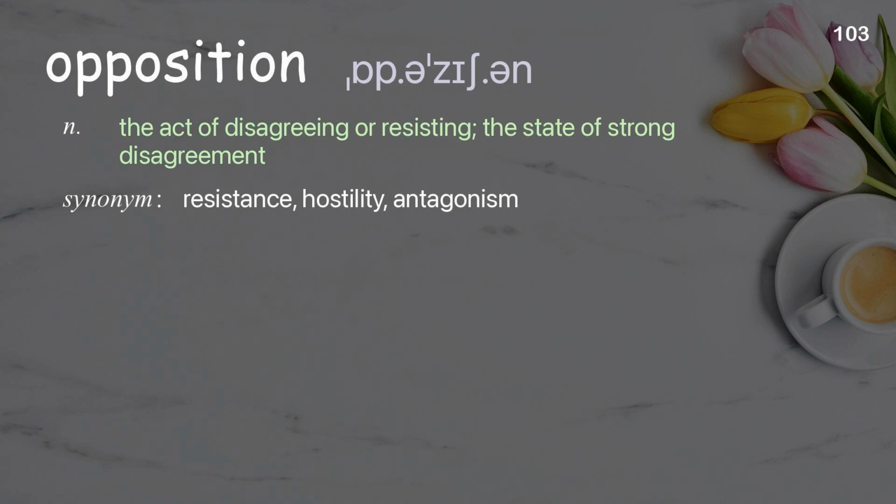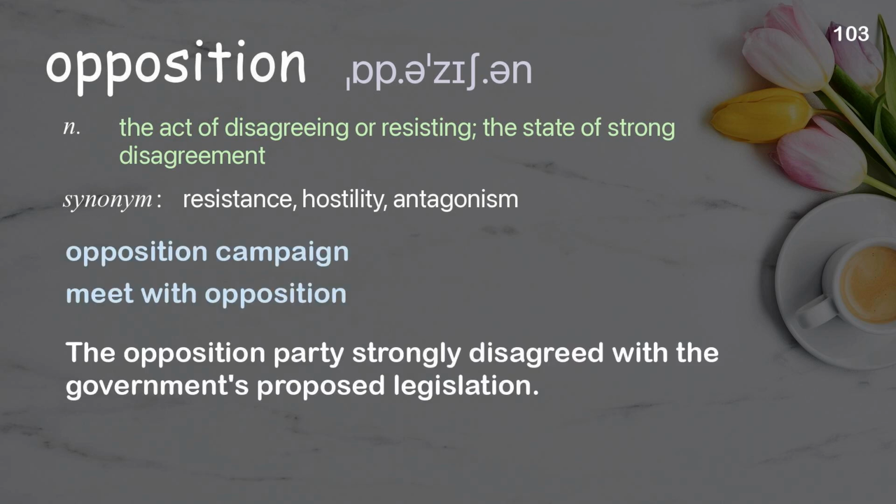Opposition. The act of disagreeing or resisting; the state of strong disagreement. Examples: opposition campaign. Meet with opposition. The opposition party strongly disagreed with the government's proposed legislation.